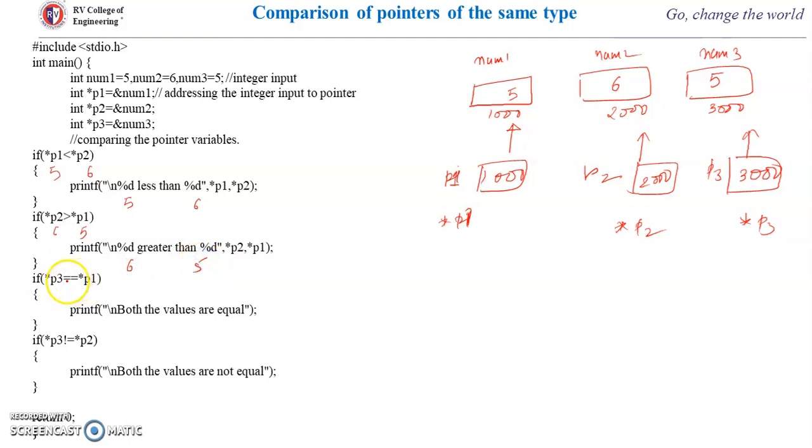And then we compare with the equal to operator, to check if they are equal. star p3 is the value stored at location 3000, that is 5, and star p1 is the value stored at address location 1000, that is 5. So both are the same, and this message will be printed: both the values are equal. And star p3, the value stored at address location 3000, that is 5, and star p2, the value stored at address location 2000, that is 6. Definitely these values are not the same, so the message both the values are not equal will be printed.